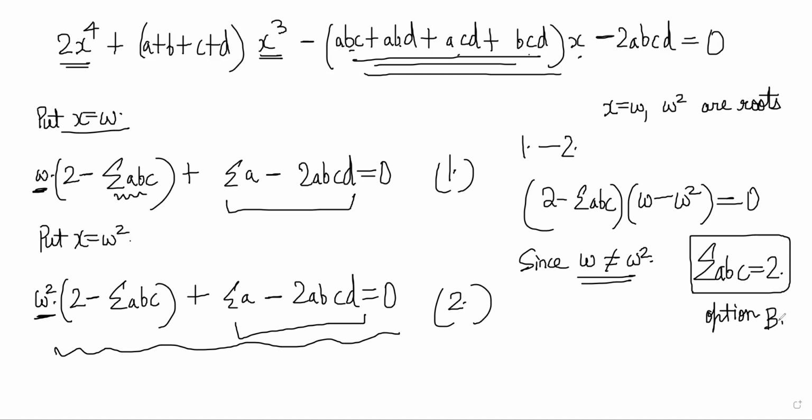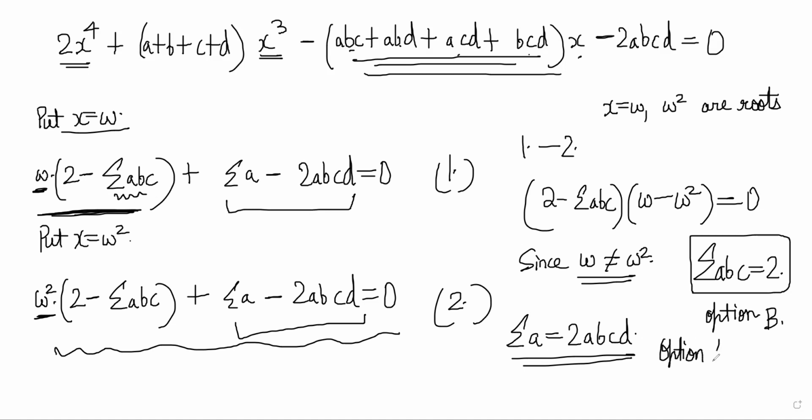Now what we will do is we'll use this information in the original equation here, and if you put summation abc is 2, you get this factor is whole 0. So from there we deduce that summation a is equal to 2abcd, right? So we also get now that a plus b plus c plus d is equal to 2abcd, which is basically option A for us. So the first part of the question and the second part of the question are done.